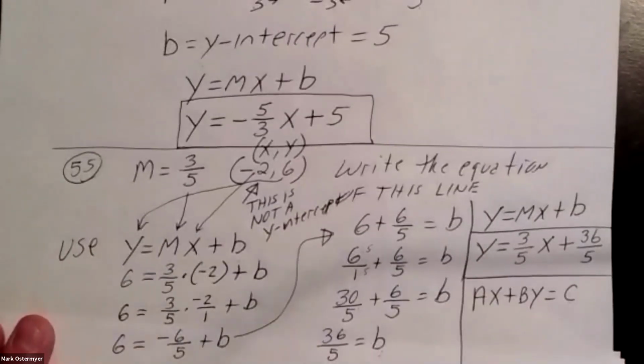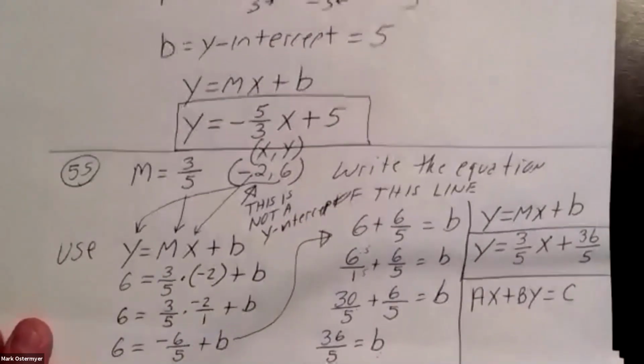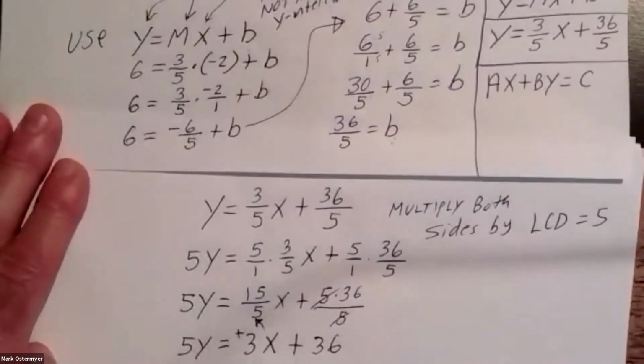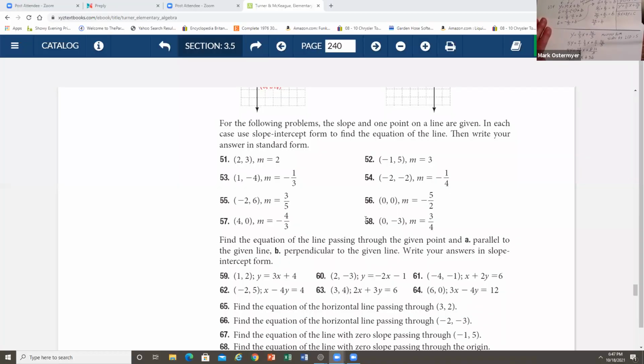So the good news is if you didn't get all this, it will be recorded, and you can watch this to your heart's content later on. All righty. So that's how you do a problem like 51 through 58 there, ladies and gentlemen. They're going to give you a point on a line and its slope, and they want you to write the equation of the line. That's what they want you to do.